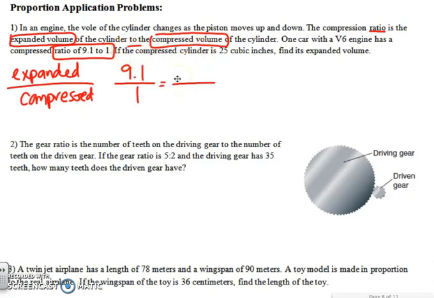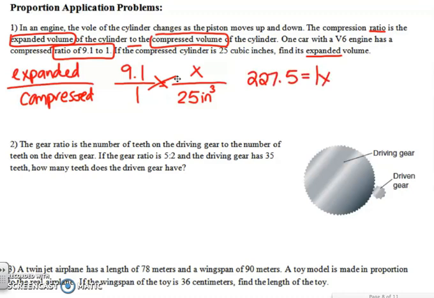So then it gave us the compressed cylinder. Okay, so it gave me that this is 25 inches cubed. And I'm trying to find the expanded volume. So I'm looking for x. Okay? So once you set up a proportion, all you have to do is cross multiply now. All right? So we can kind of ignore our inches for now, but our final answer would be in inches cubed. So once you multiply 25 times 9.1, you should get 227.5 equals 1x.